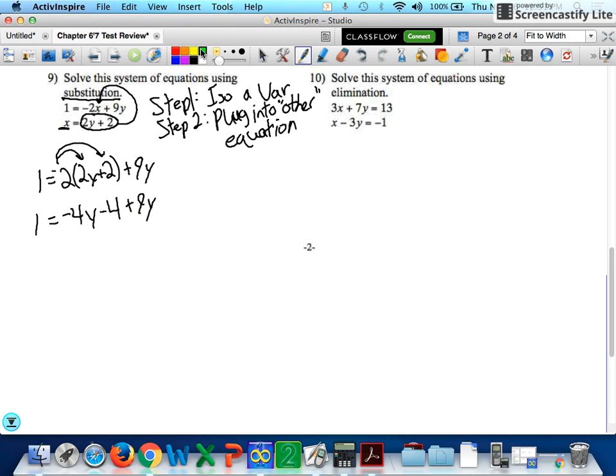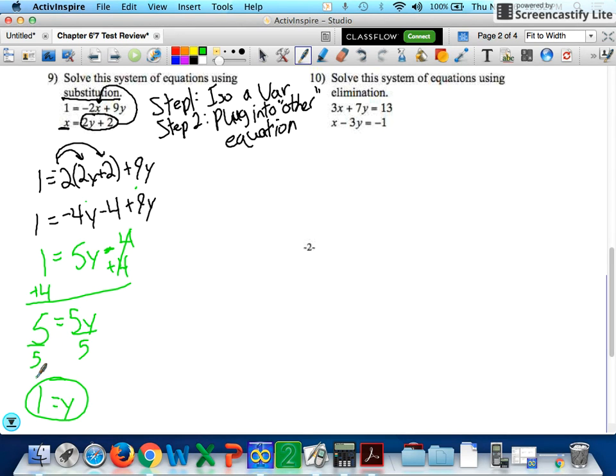I've got 2 like terms, here and here. I can add those 2 things together. 1 equals 5y minus 4. And then I add 4. I get that 5 equals 5y. Divide by 5, divide by 5, and y equals 1. That's half my answer, okay? Half my answer.